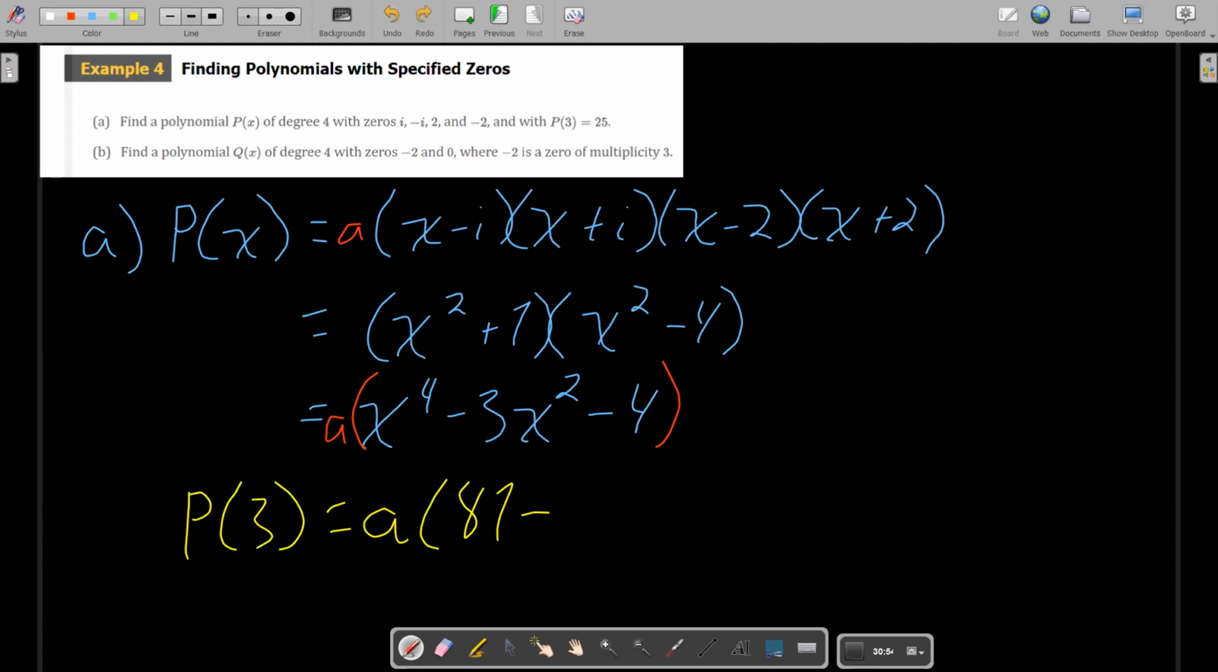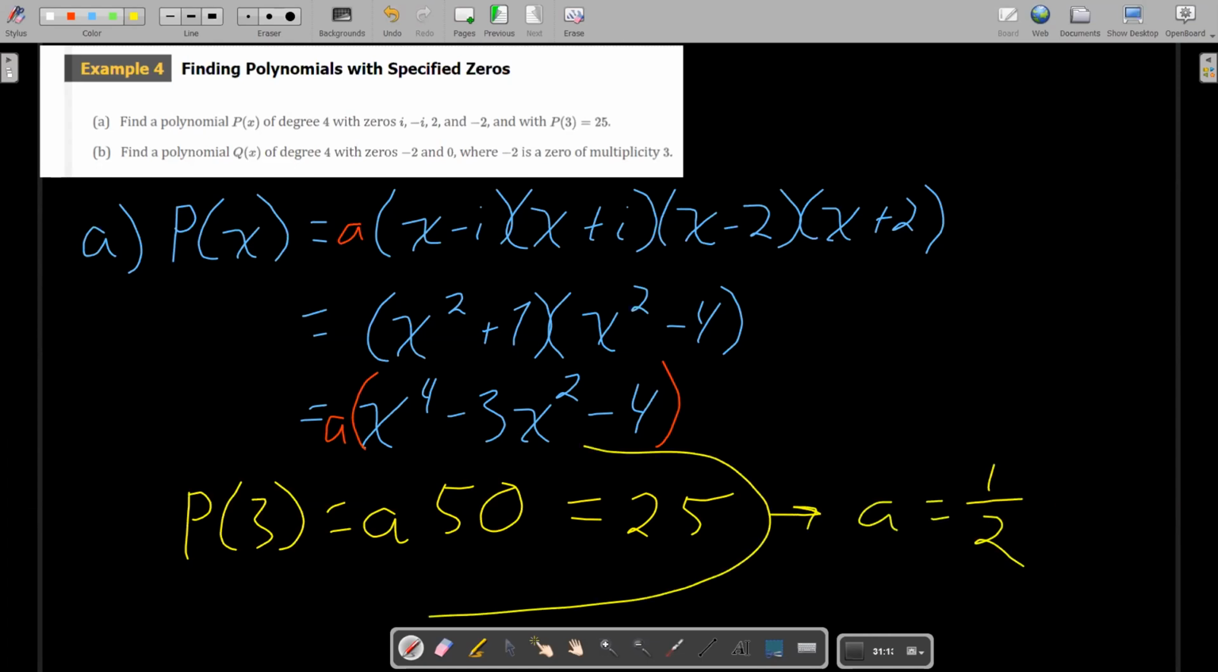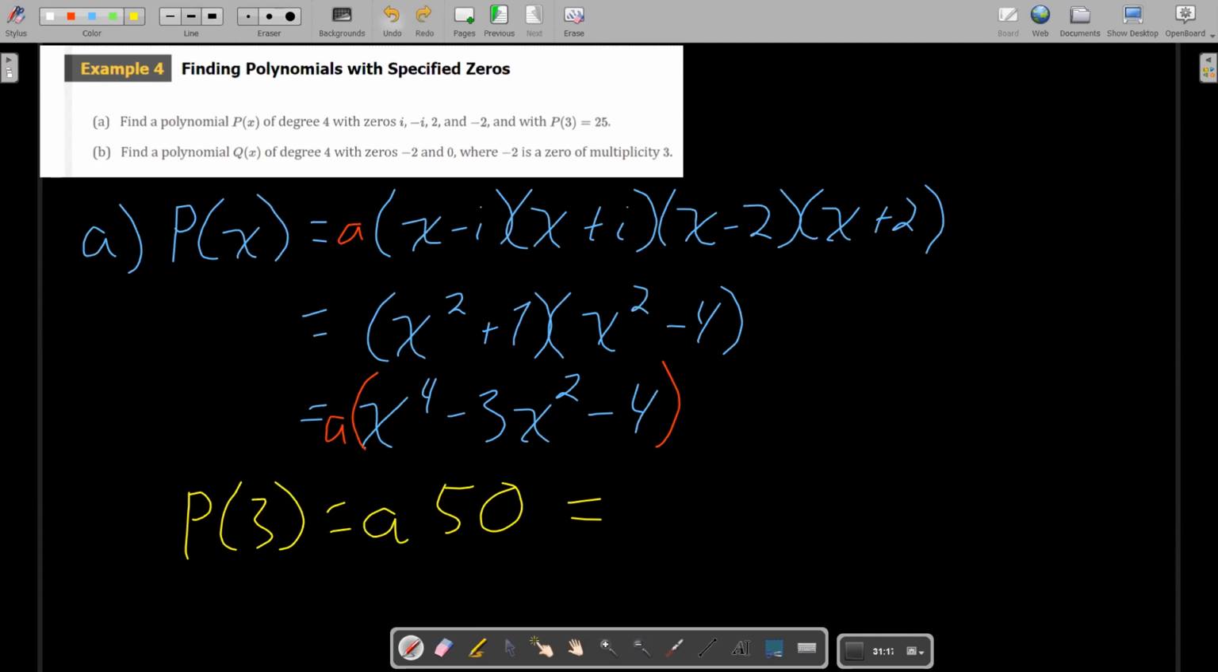And from here we can see that if P of 3 is equal to 25, we would have A is equal to 1/2. I set this up kind of weird, so let's backtrack just a tad.